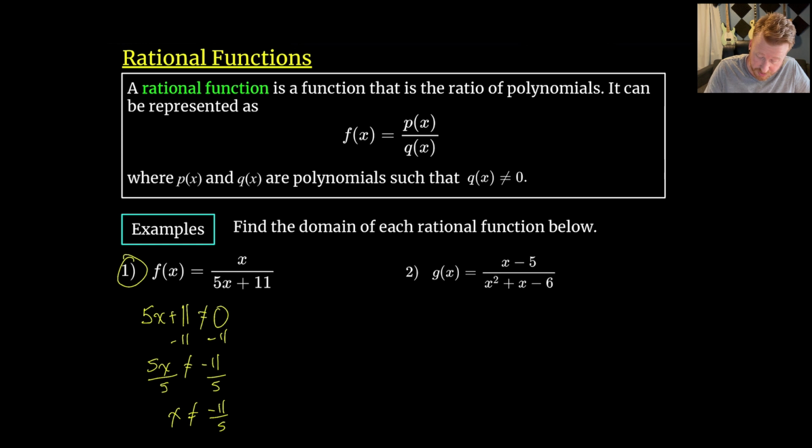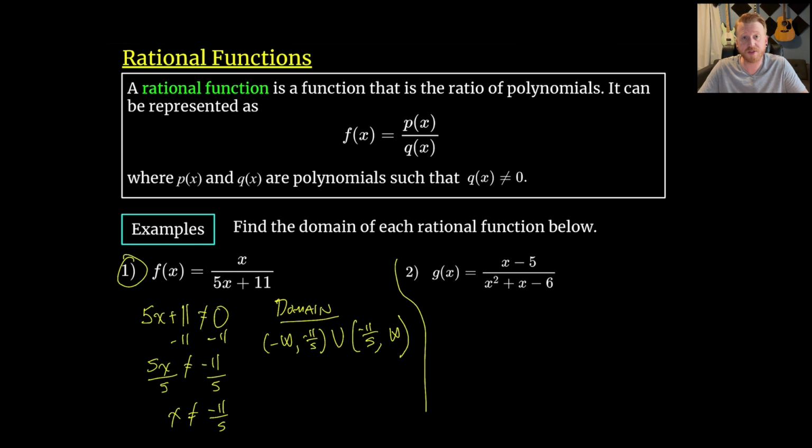So if I'm going to try and write the domain here, the domain for this rational function is going to be anything from negative infinity all the way up to negative 11 over 5. And then we'll skip over that. We'll pick it right back up at negative 11 fifths and go to positive infinity. Good enough. So there's the domain. It's essentially all real numbers, but we just need to pluck out this point that would cause division by 0.